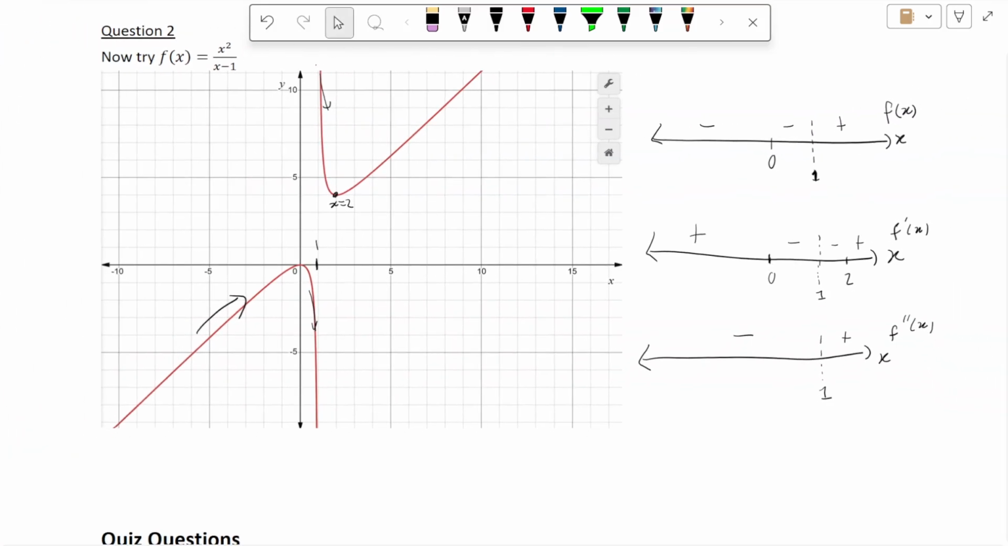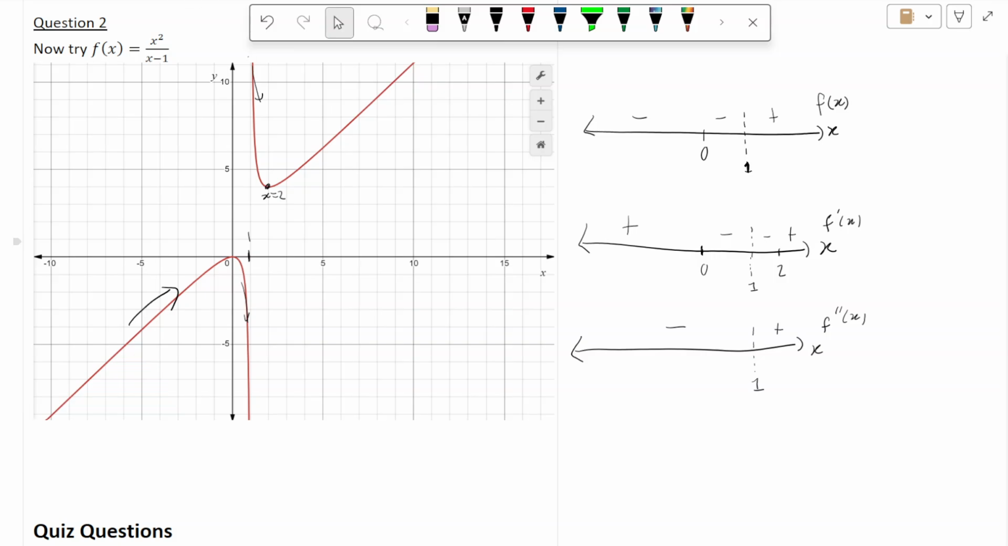So to do this question properly, you would absolutely use the equation, do the quotient rule, etc., etc. But you can see you can almost get sign diagrams just visually from functions.